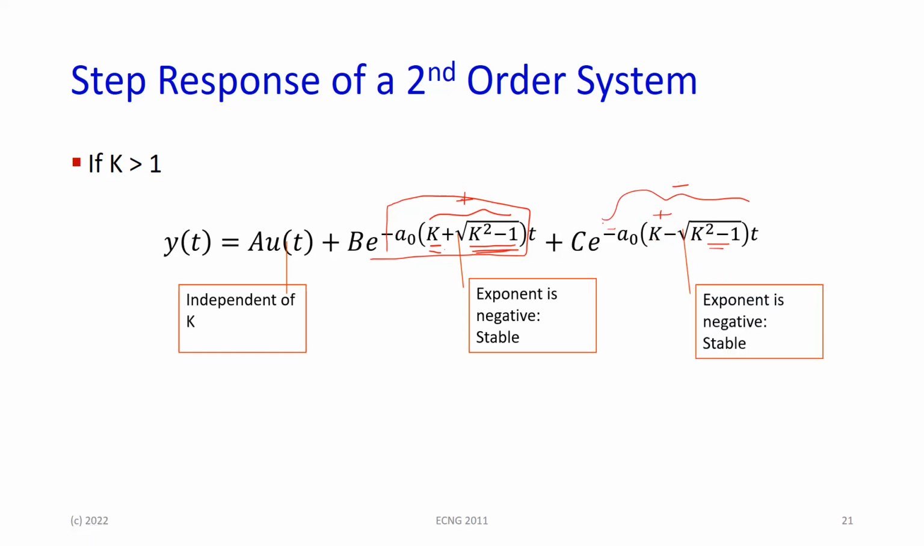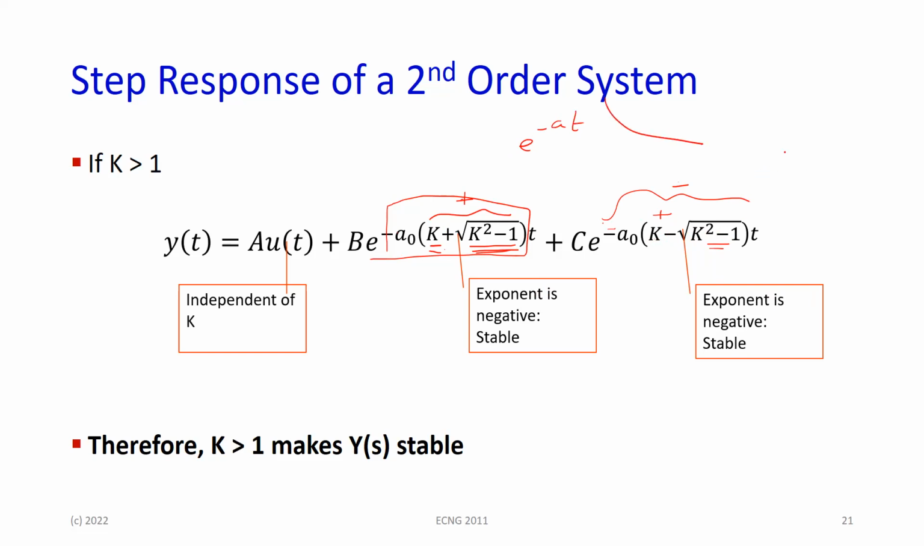So two negatives means that the output, this is independent of k, this is the e to the minus a t. So this is going to decay. Same thing here, it's going to decay. So once k is greater than 1, the system is stable.